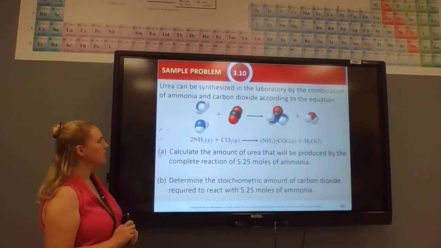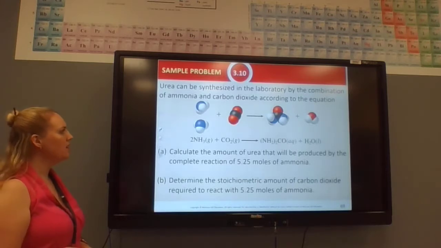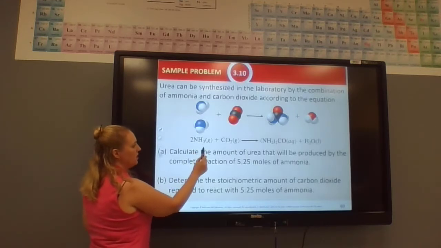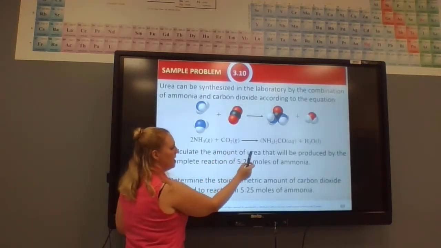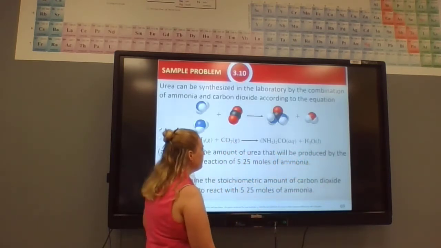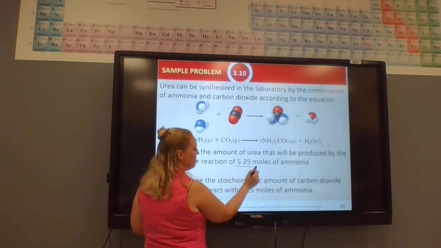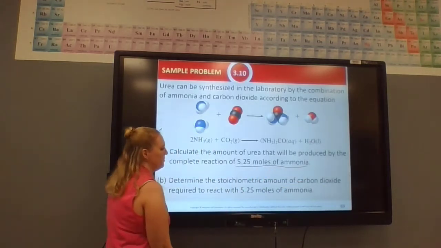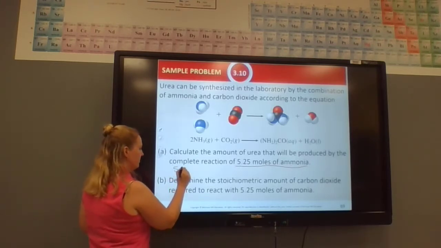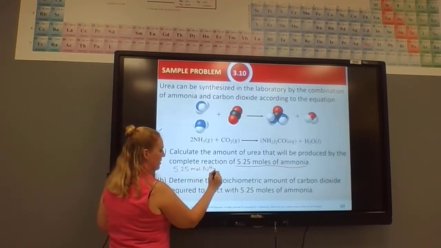All right, let's try this out. Urea can be synthesized in the lab from ammonia and carbon dioxide according to the following equation. 2 moles of ammonia plus 1 mole of carbon dioxide makes 1 mole of urea and 1 mole of water. The question is, calculate the amount of urea that will be produced by the complete reaction of 5.25 moles of ammonia. Moles of ammonia. It's 2 to 1.